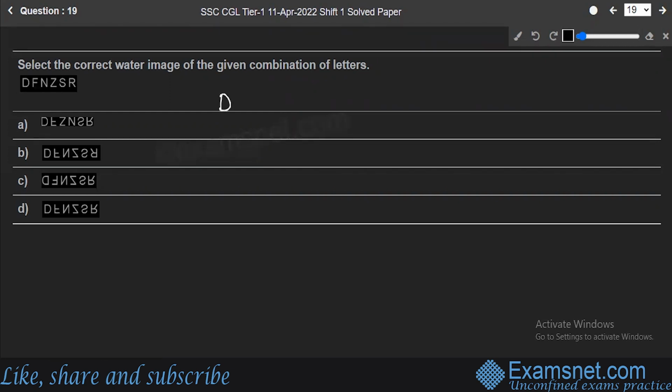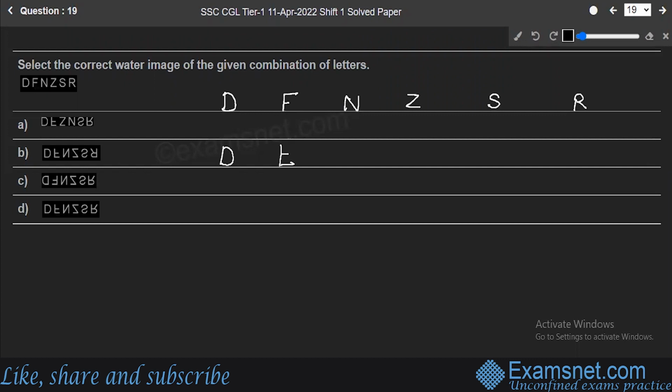So this is D, F, N, Z, S, R. Okay, so if I'm taking the water image of it, it will be the same. See, if I'm just flipping it on the horizontal side, this will come as it is. It will be T like this straight line, and over here you are having like this. This is inverted F for the water image.